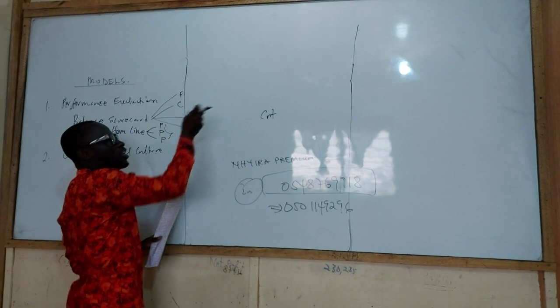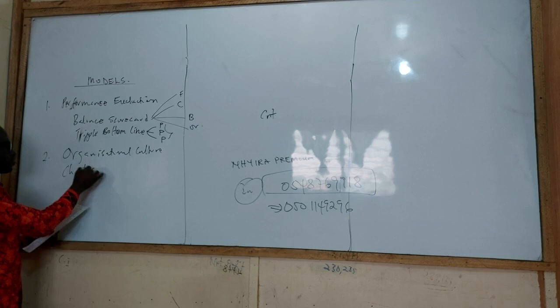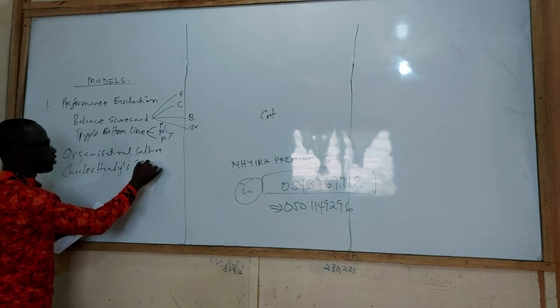And when you're examining the organization, one of the things that will come into being is the type of culture in place. So to understand organizational culture, the module we're going to be using here is what we call Charles Handy's types of organizational culture.